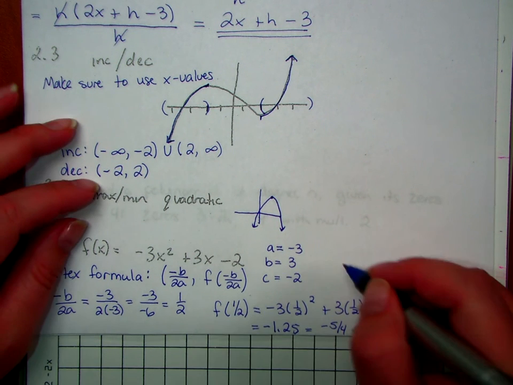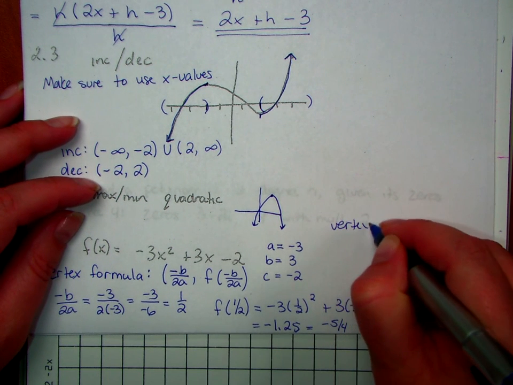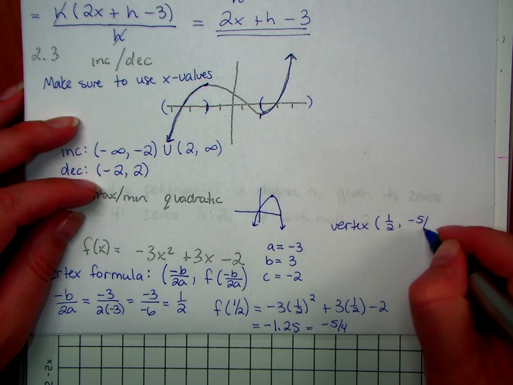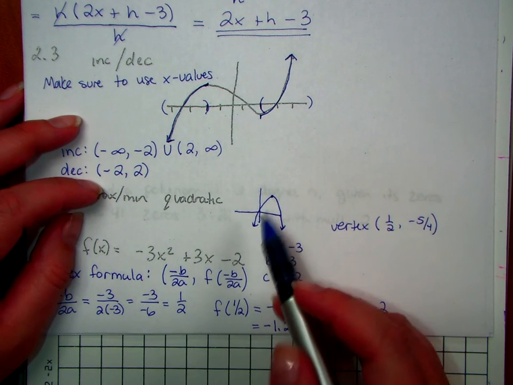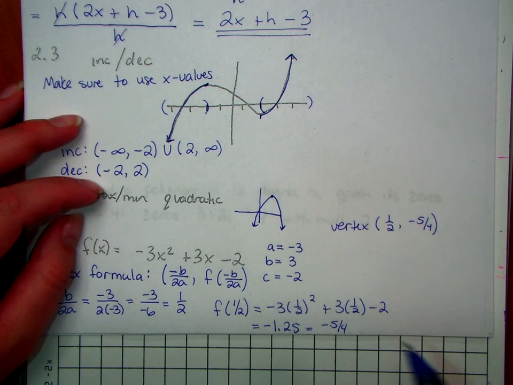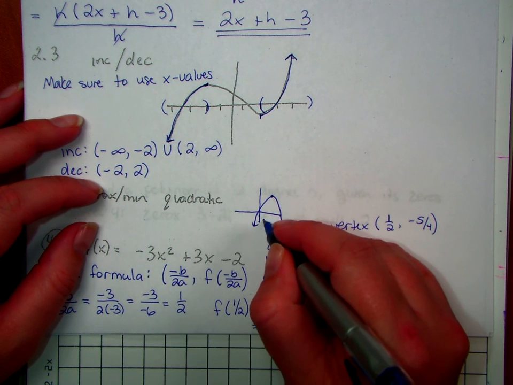All right. Now I know the vertex is at (1/2, negative 5/4). So I kind of drew my parabola in the wrong quadrant because the vertex is actually about here, right? And it's opening down, okay?